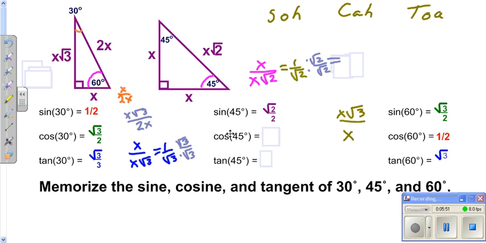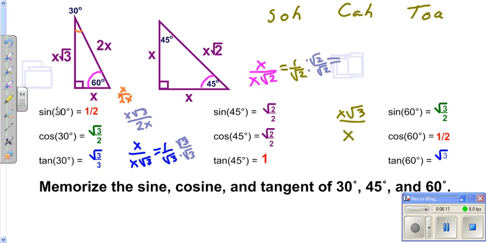Cosine of 45 would be adjacent of x over your hypotenuse of x root 2. Exact same thing, so it will simplify down to the exact same thing. Tangent of 45 is opposite of x over adjacent of x. X over x is 1.